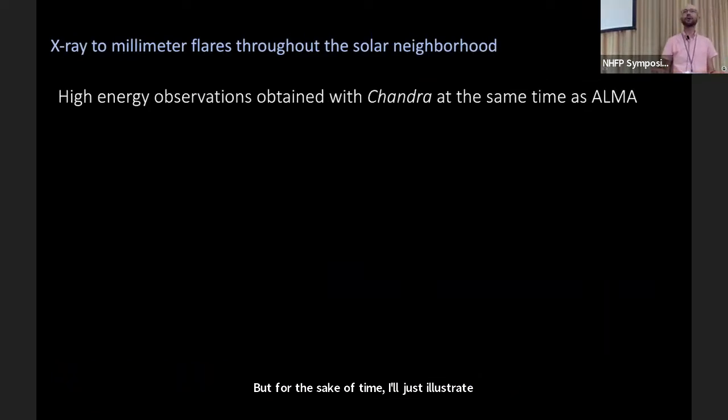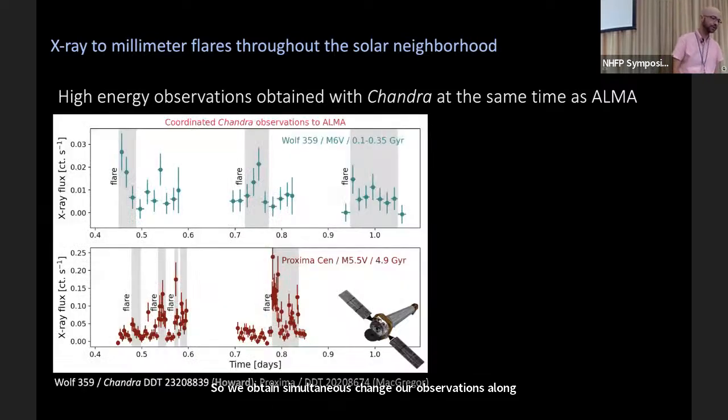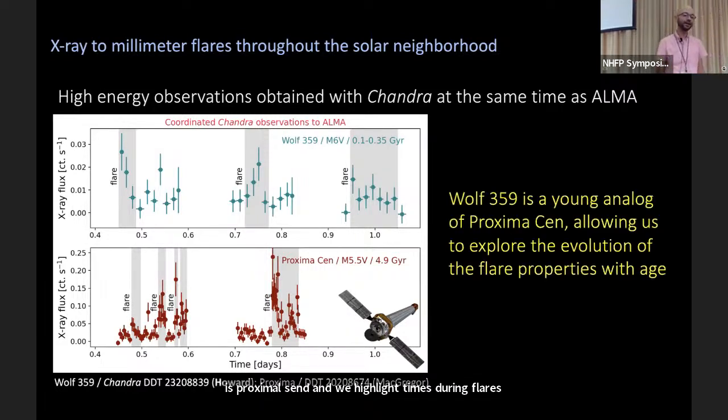And I feel that it's only appropriate to highlight the Chandra data since we're being hosted this week by the Chandra X-ray Center. So we obtained simultaneous Chandra observations along with our ALMA observations of 2 of our stars, and that's Wolf 359 shown on the top, and then on the bottom is Proxima Cen, and we highlight times during flares with gray panels. And this is interesting because Wolf 359 is a young analog of Proxima Cen, which allows us to explore the evolution of the high energy radiation across planetary evolutionary timescales.